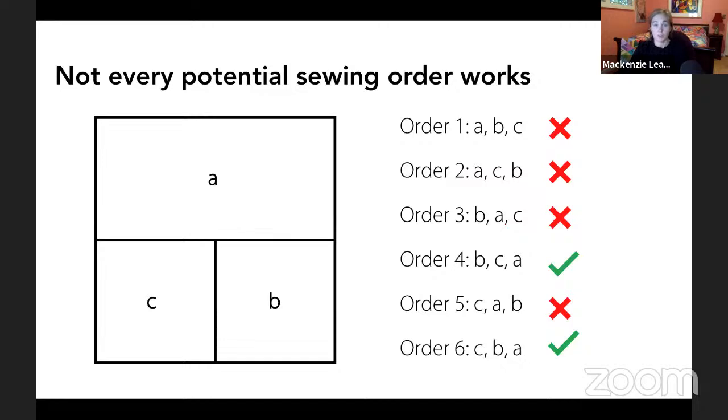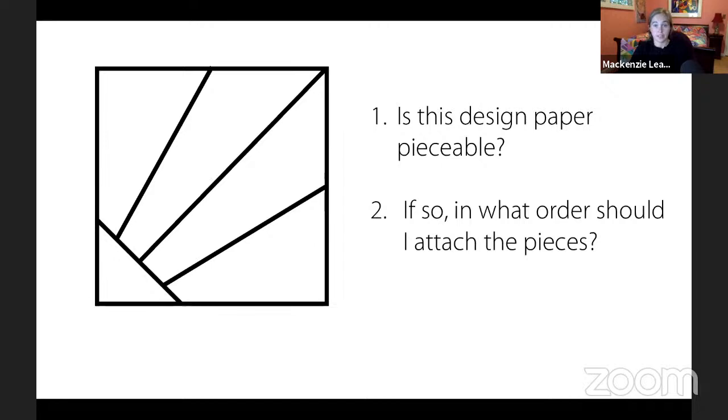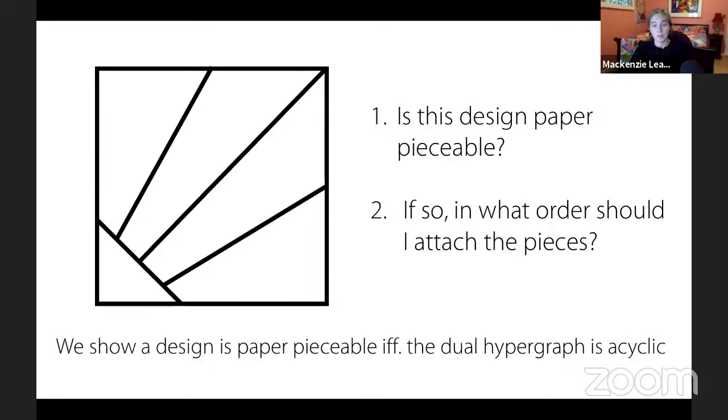And it's not just the geometry of the design that matters. Paper piecing imposes constraints on the sewing order as well, and not every order will work. So when designing a pattern, two questions we need to ask are, is a given design paper pieceable? And if so, in what order should I attach the pieces? To answer these questions, we mathematically formalize the paper piecing process as reachability in a state transition system. We construct a certain type of hypergraph that represents the geometric design and construction process, and we show that a design is paper pieceable if and only if this dual hypergraph is acyclic.